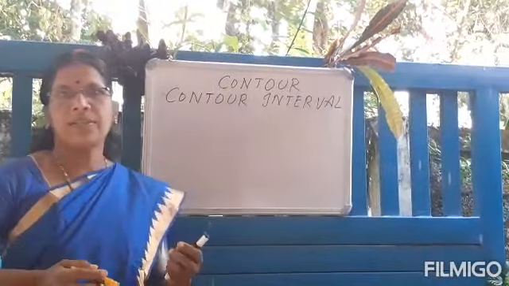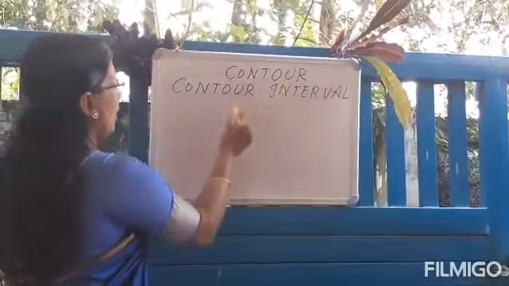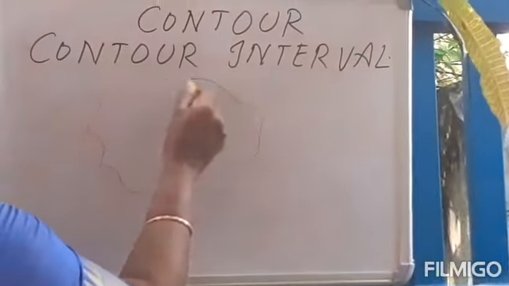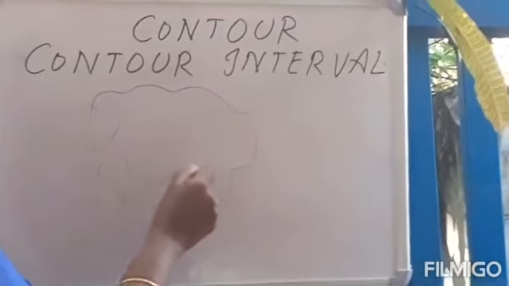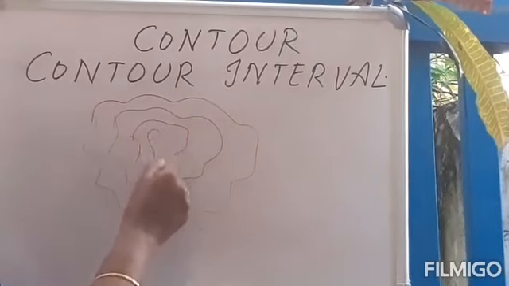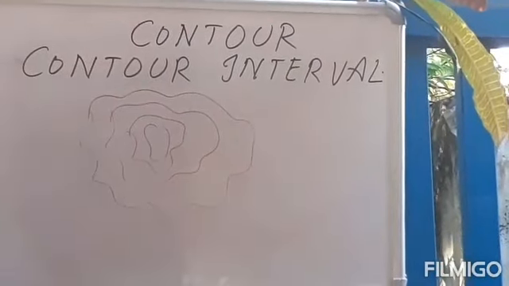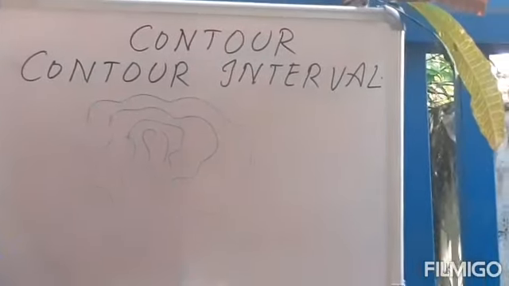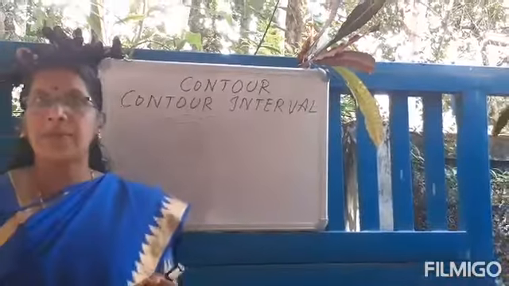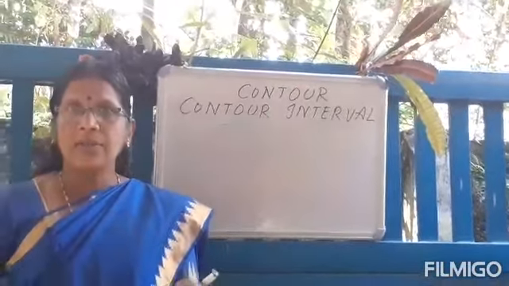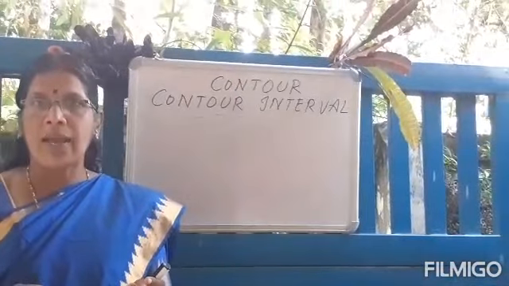First we can see what is a contour. Contour is a line drawn in brown joining places having the same height from the sea level. On a topographical survey map we can see brown curved lines. These lines represent places having equal height above the sea level. These lines are called contour lines.